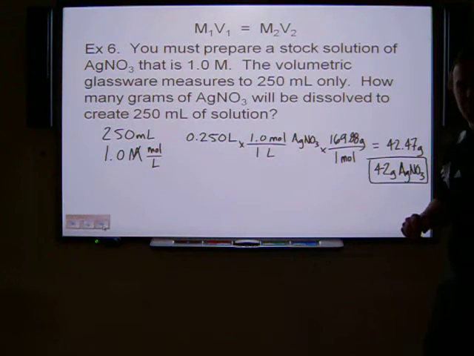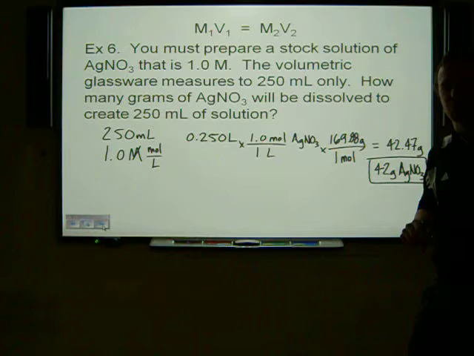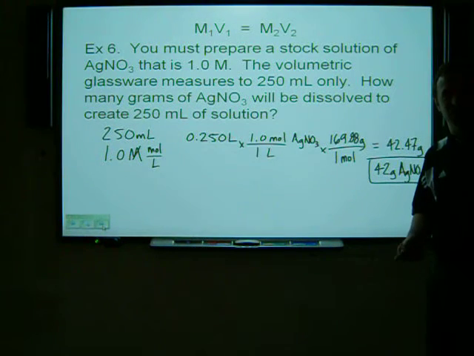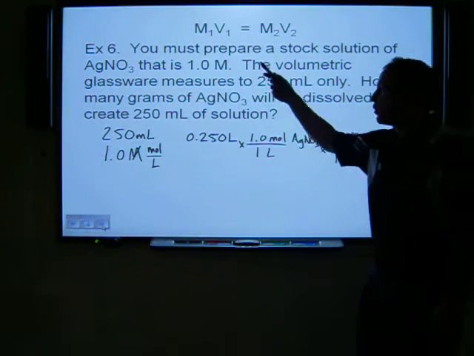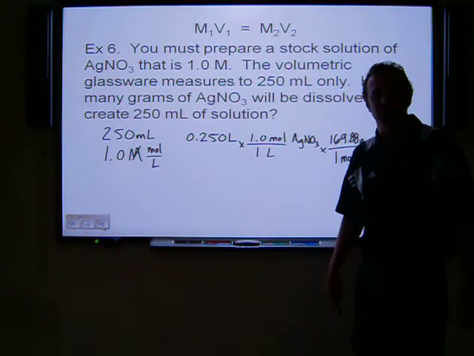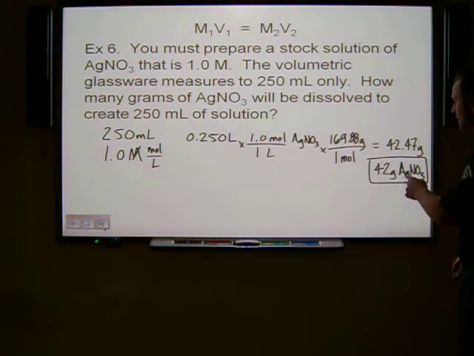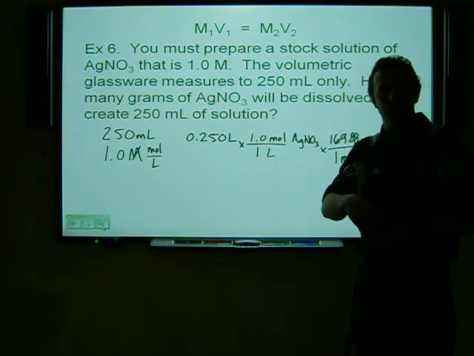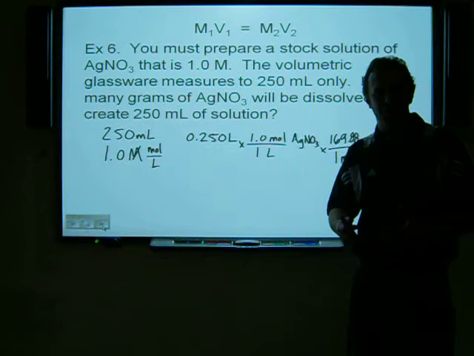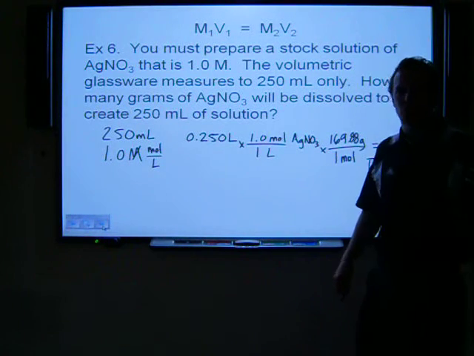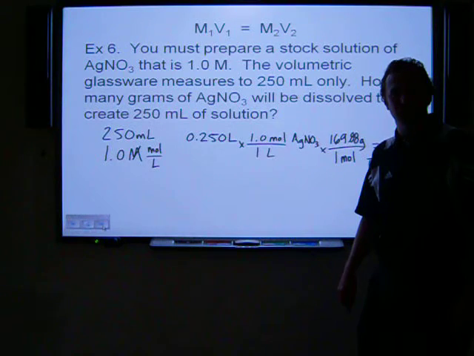Now with the cost of silver nowadays, 42 grams would cost a ton of money, so we wouldn't actually ask you to do this in a lab. But if we had the money and the resources and the supplies, and I said, I need you to create 250 milliliters of a 1 molar solution, and all I gave you was an electronic balance and a big bottle of silver nitrate, you would be able to calculate and determine that if I take 42 grams of that silver nitrate, put it into a beaker or into a volumetric piece of glassware, and fill it up to 250 milliliters, I would have exactly 1.0 molar concentration for my solution.